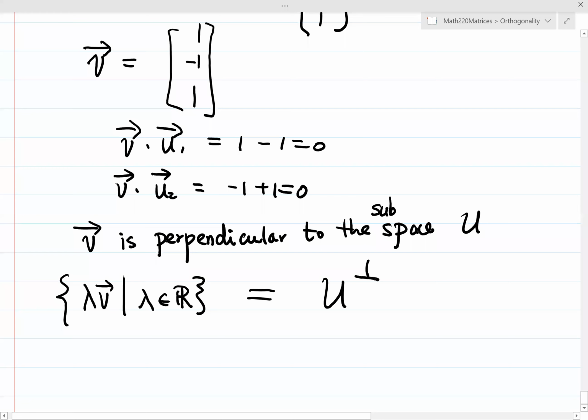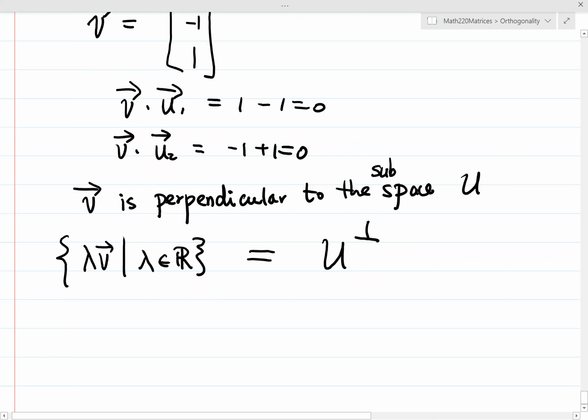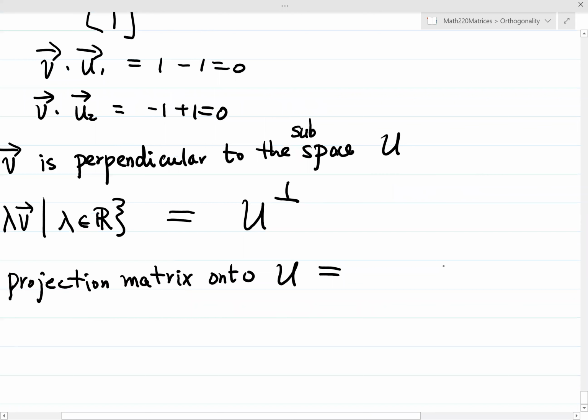Now we find the projection matrix onto the orthogonal complement. Then we subtract that from the identity. So the projection matrix onto U will be the identity matrix I3 minus the 3 by 3 projection matrix onto the orthogonal complement.